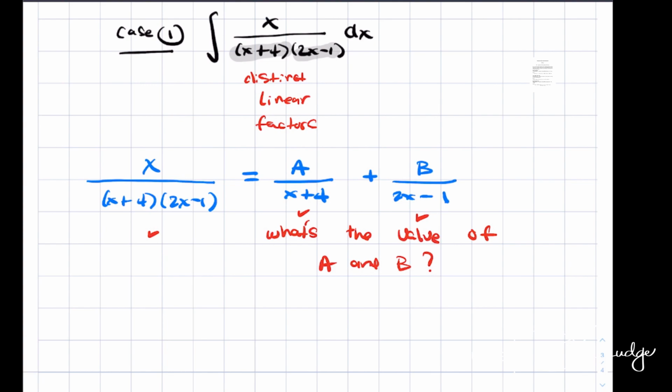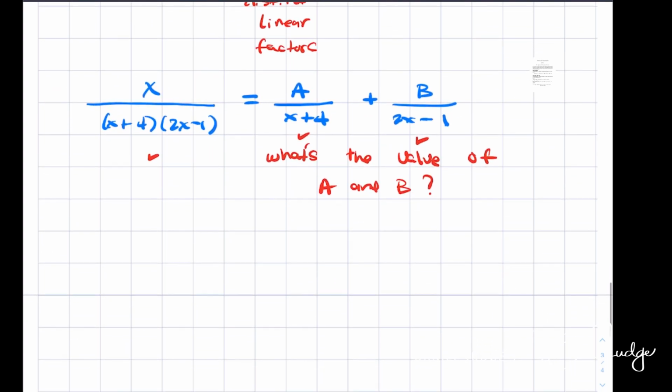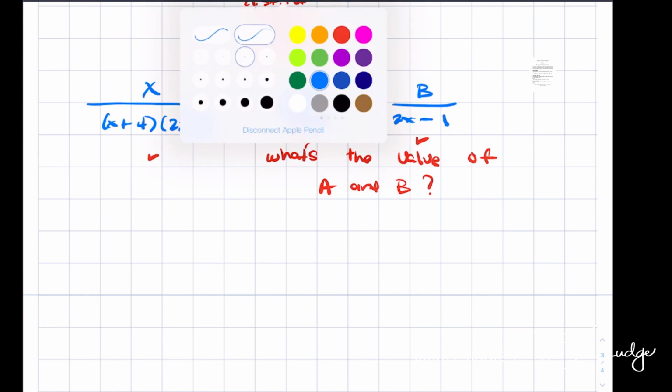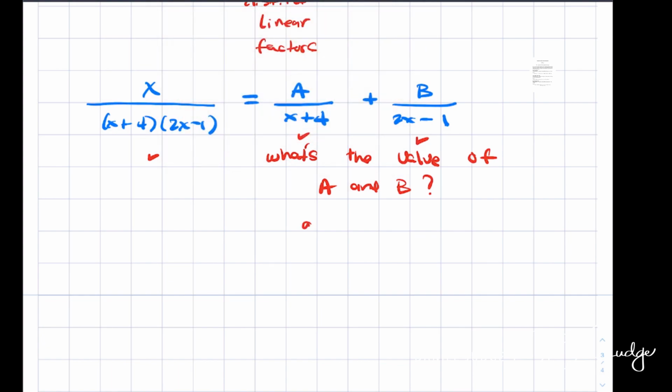Now, let me express how we do this here. There's a couple of ways. If you notice on the right side here, we have a sum of two different fractions. Now the denominator x plus 4 is thought of as being prime, and the denominator 2x minus 1 is thought of as being prime. So I'm going to say to you guys, we're going to start here by doing this. We're going to add these fractions.